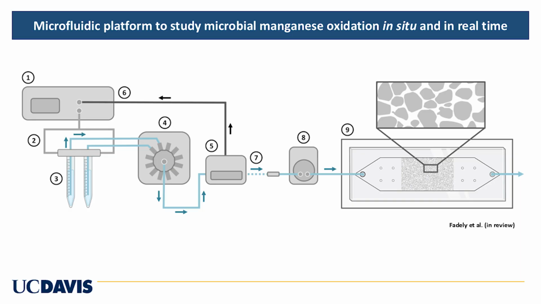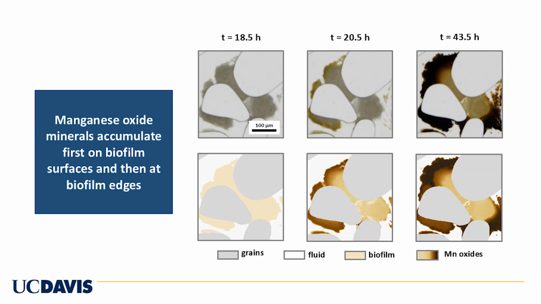We've developed microfluidic reactors with a sand grain geometry to simulate porous environments. We use a pressure-based flow control system to sequentially inject fluids to grow bacterial biofilms and to induce manganese oxide precipitation. By combining this system with optical microscopy, we can directly visualize manganese oxide precipitation inside individual pores over time and with high spatial resolution.